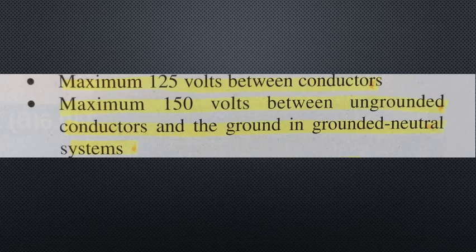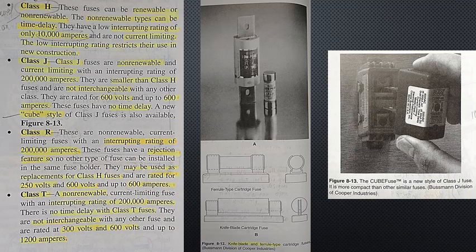Cartridge fuses. Cartridge fuses are used in fused systems over 120 volts or 30 amps. There are two types of cartridge fuse connections: ferrule type and knife blade type. For this, see figure 8-12.